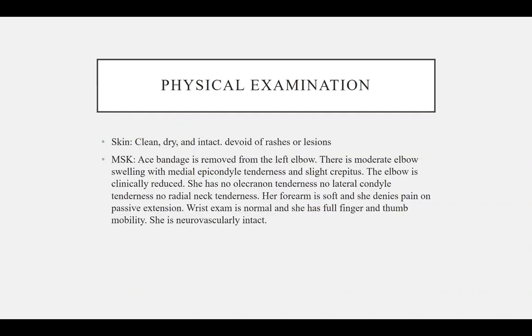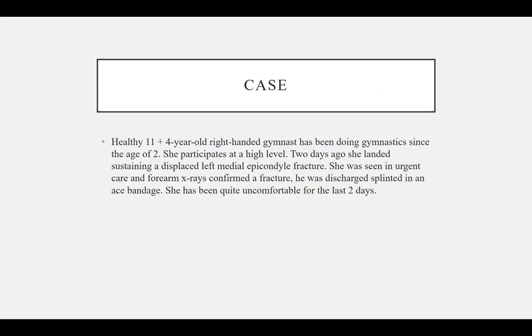So here's our case. We have a healthy 11 plus 4 year old girl who's a right-handed gymnast who has been doing gymnastics since the age of 2. She participates at a high level. 2 days ago, she landed, sustaining a displaced left medial epicondyle fracture. She was seen in urgent care and forearm x-rays confirmed the fracture. She was discharged, splinted, and in an ACE bandage. She has been quite uncomfortable for the last 2 days.